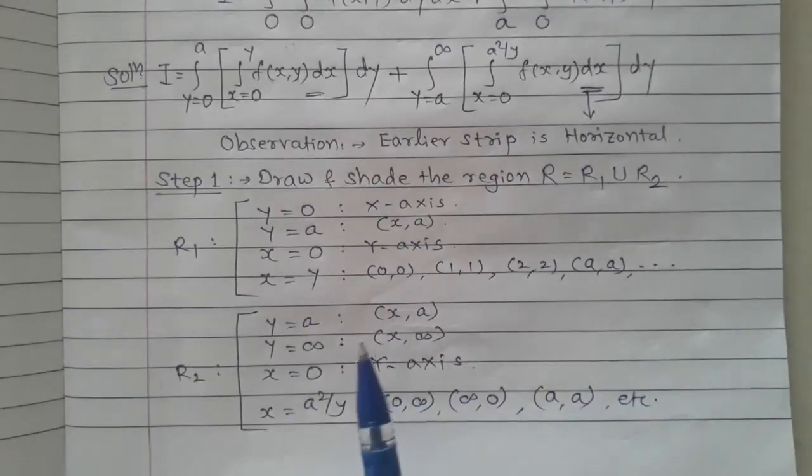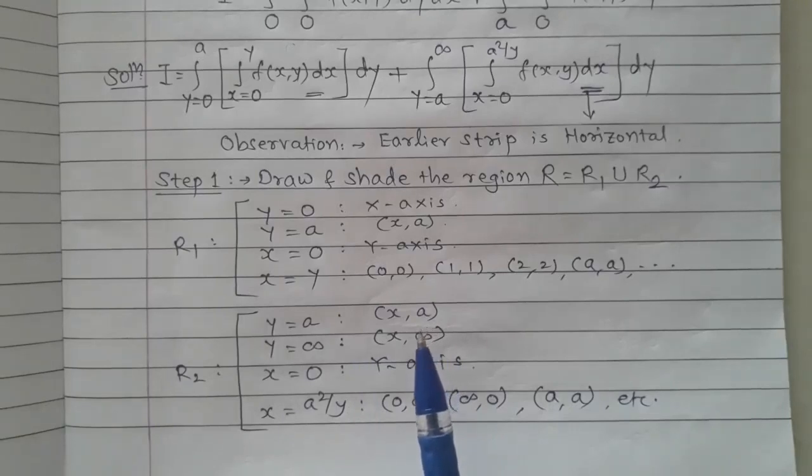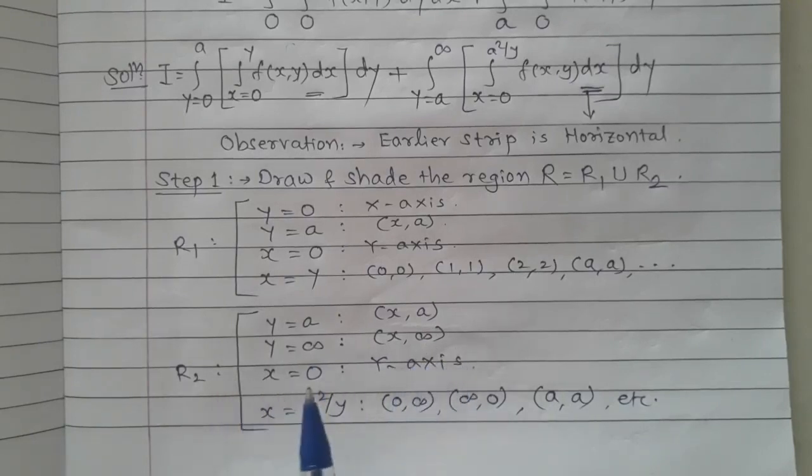R2 region: y equals to a, that means having the coordinates x, a type. Y equals to infinity is the imaginary line at any x coordinate, y coordinate infinity. X equal to 0 is the y-axis, and x equal to a square by y. When I put x 0, then y will be infinity. When I put y 0, then x will be infinity, and when I put y a, then x will be a.